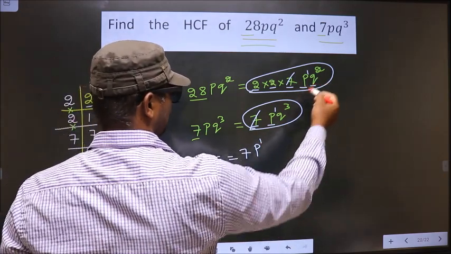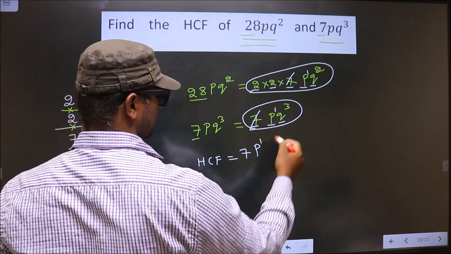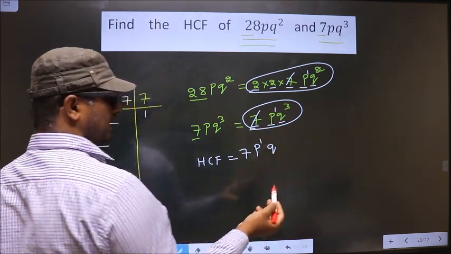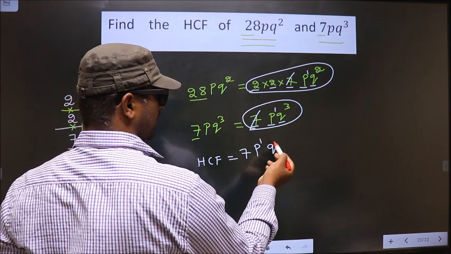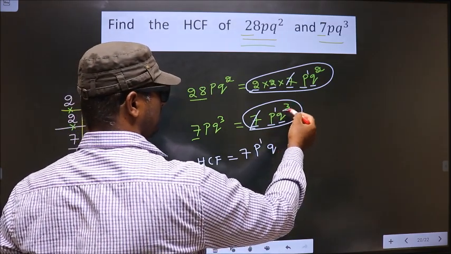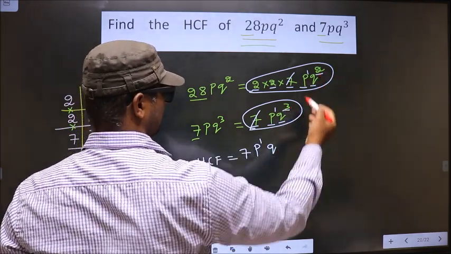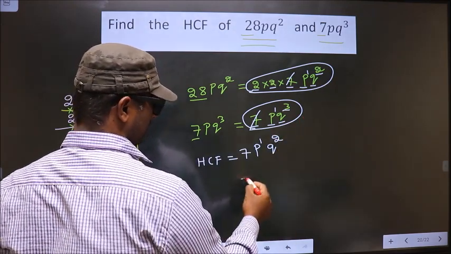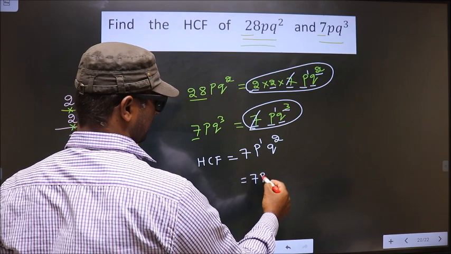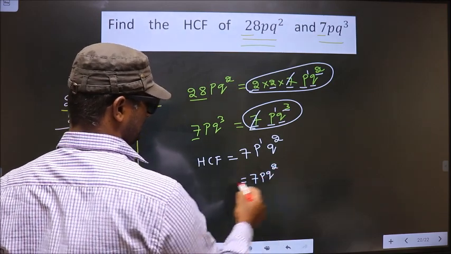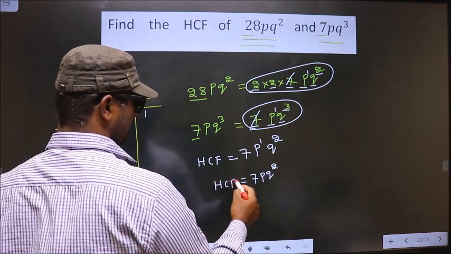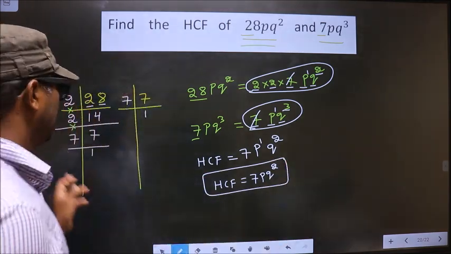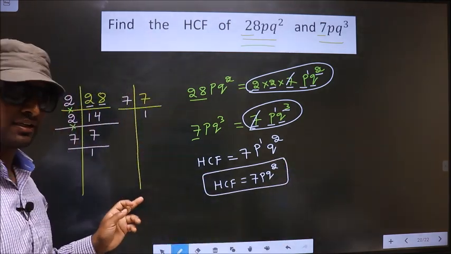Next letter is Q. Do we have Q here? Yes. So here also you will get Q. Now what power will Q get? It will get the smaller power. So smaller of 3 and 2 is 2. So it will get 2. So our HCF is 7PQ square. Am I clear?